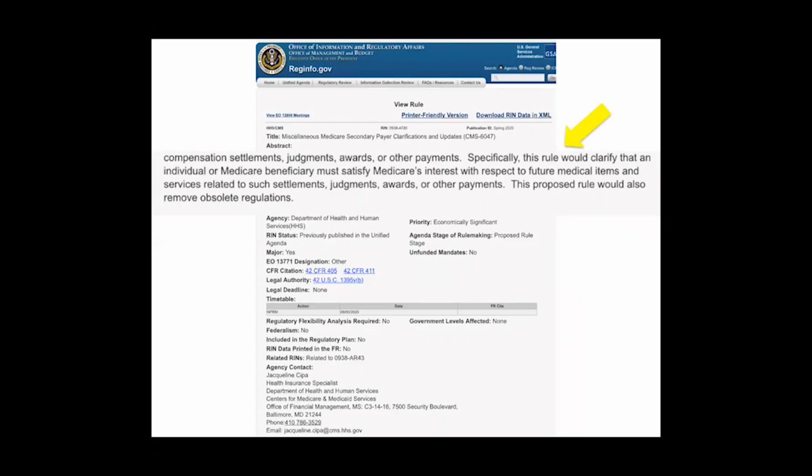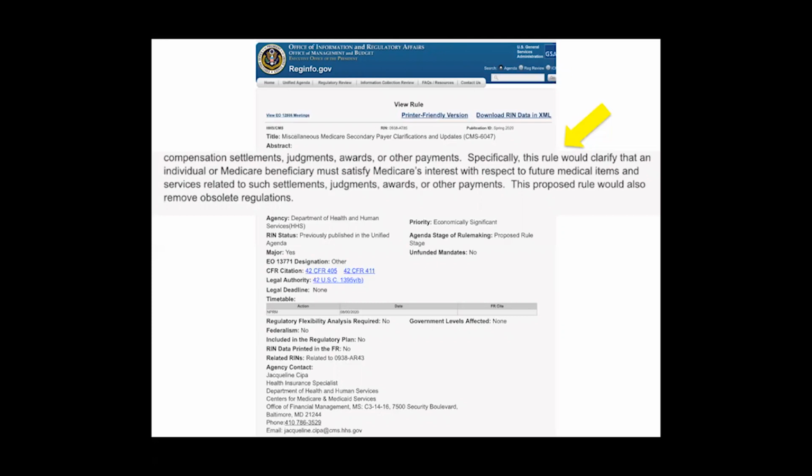and it talks about what this rule would do, which is to clarify that an individual or Medicare beneficiary must satisfy Medicare's interests with respect to future medical items and services related to settlements, judgments, awards, or other payments. And these proposed regulations are supposed to come out at some point next month in August of 2020. We have no idea what they will say, what they will do, other than we know that they will address Medicare's interests with respect to future medical items. What that means is a mystery.